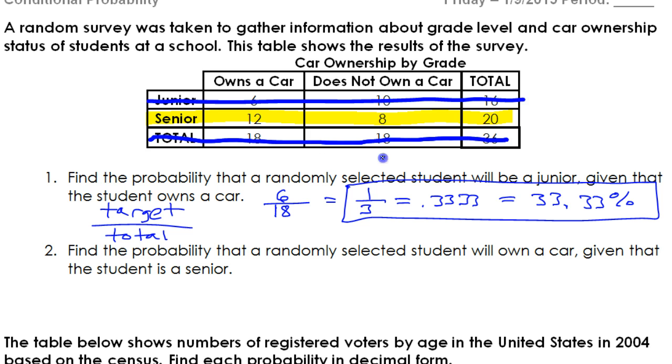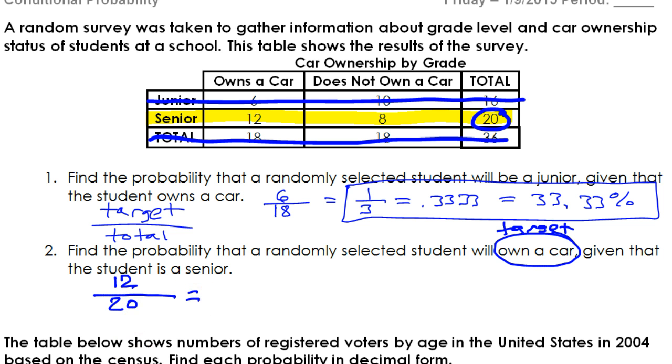Alright, so again, the sample space, the universe, has just decreased from the original 36 to now we're down to a total of 20. So when we do target over total for our probability, we want the randomly selected student to own a car. Alright, so this is the target. Okay, so how many students own a car? 12. 12 students own a car in this narrowed down universe. Out of a total of how many students? Well, in this narrowed down universe, the total is 20.